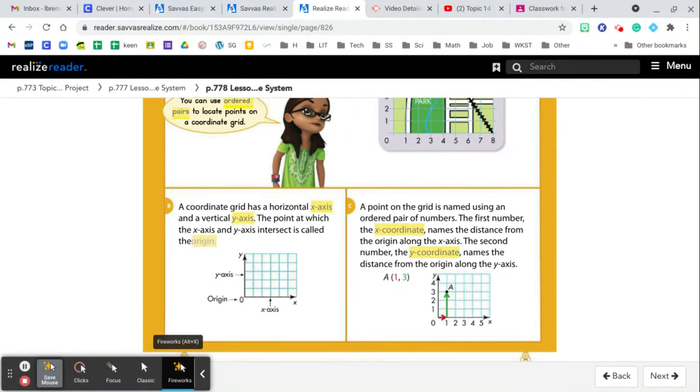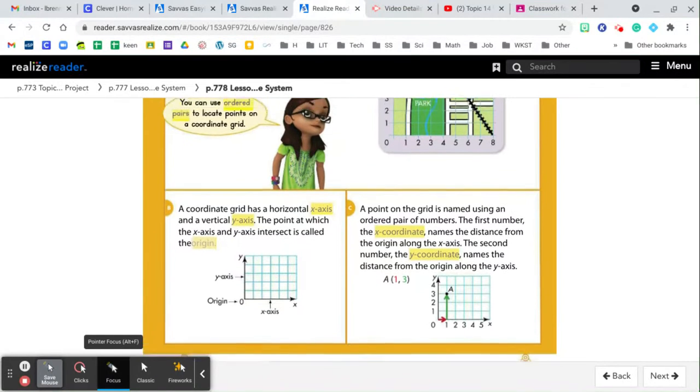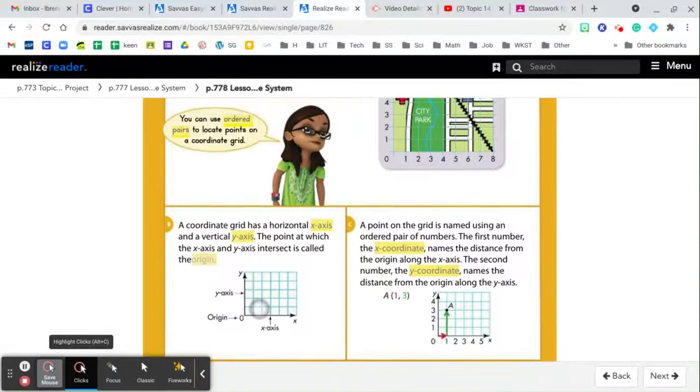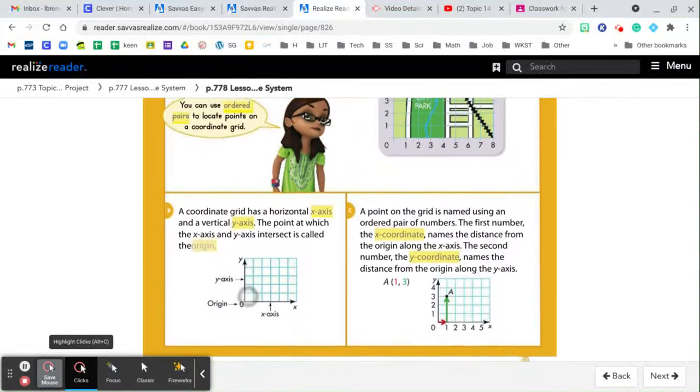Fireworks. I keep trying to use that, and it just won't work for me. All right, so well, it's the only one that'll work. I guess it's my Chromebook.